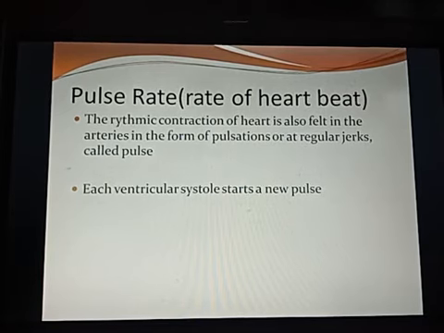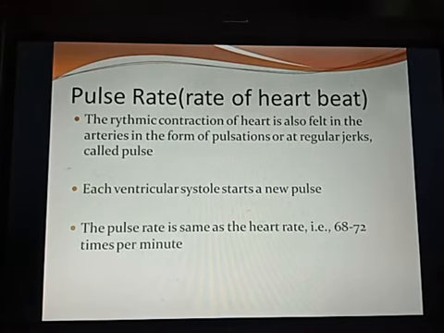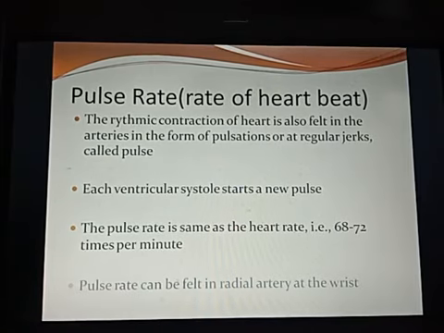Each ventricular systole starts with a new pulse. The pulse rate is the same as the heart rate, that is 68 to 72 times per minute. It means in 1 minute, 68 to 72 pulsations can be felt. It may also increase when you are doing some rigorous work, rigorous exercise, running, or anything similar. Pulse rate can be felt in the radial artery at the wrist.